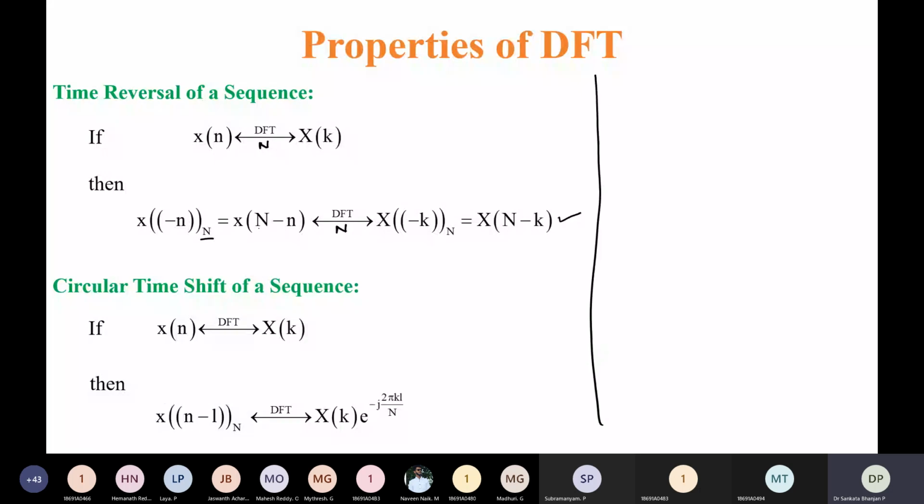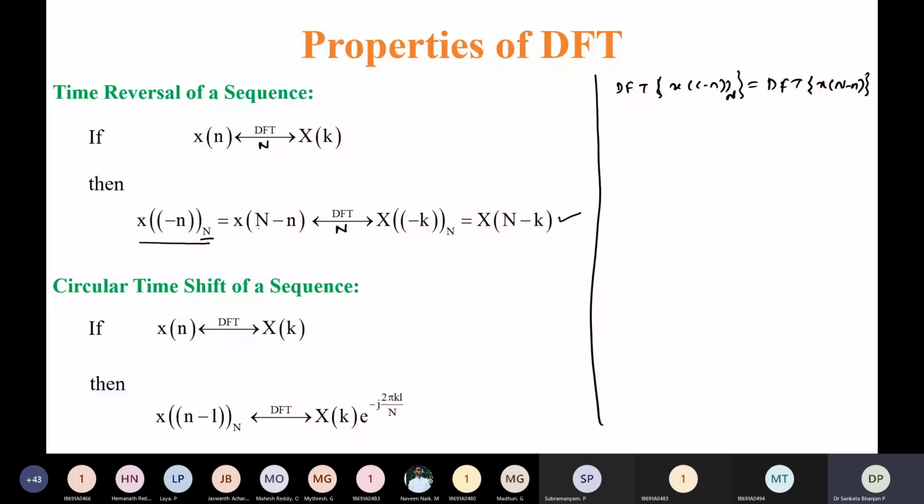So what is the proof of this property? Here I am going to write this proof. Listen carefully. What you have to do is find the DFT of x of minus n modulo N. That means DFT of x of minus n modulo N, which is the DFT of x of capital N minus small n. How will we find this value?